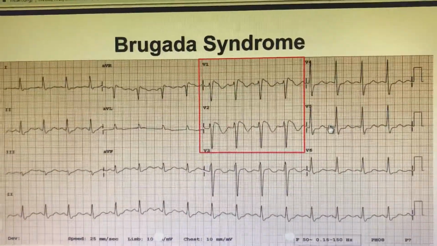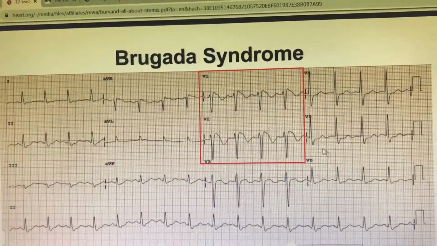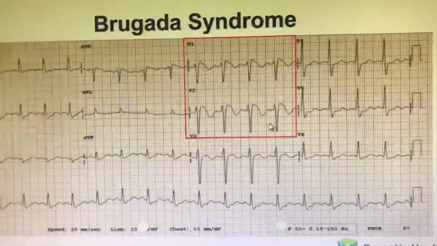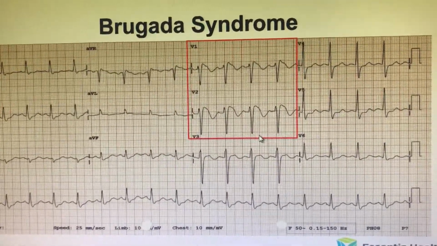So this is one of the classic examples of Brugada syndrome. The ECG is showing huge ST elevations in V1, V2, V3, but as you can see, the patient doesn't have any chest pain, and the reciprocal changes are not seen in any of the other leads.